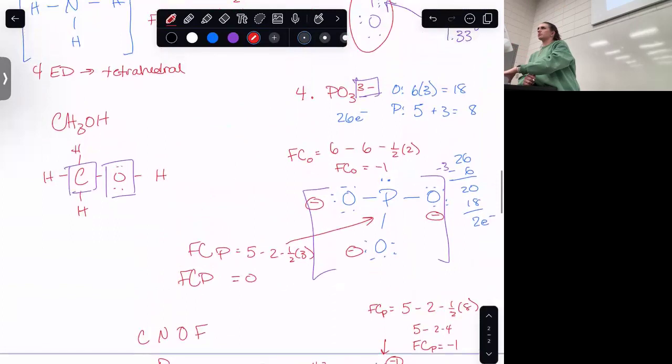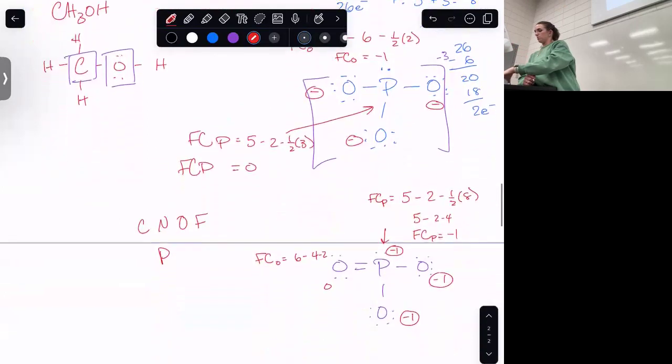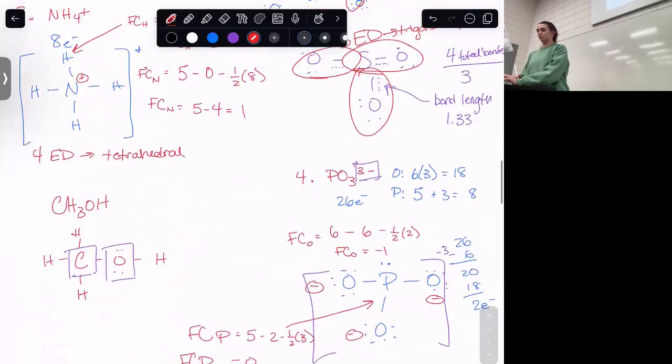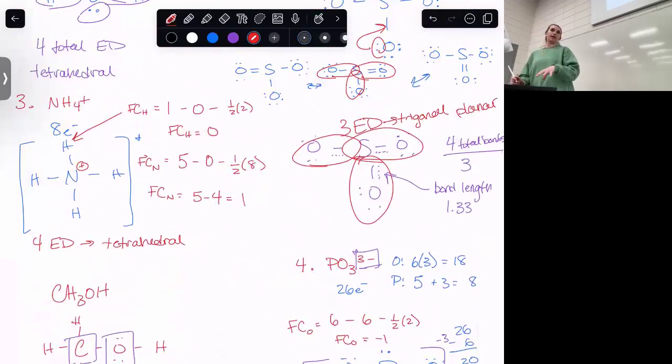Do we see why? Does that also apply if the overall charge was positive? Yes. We still want that positive one to be on the least electronegative. And the only one that will not have a formal charge is hydrogen. So for NH4 plus, the hydrogen can't have a formal charge usually, so that's why the nitrogen gets it.